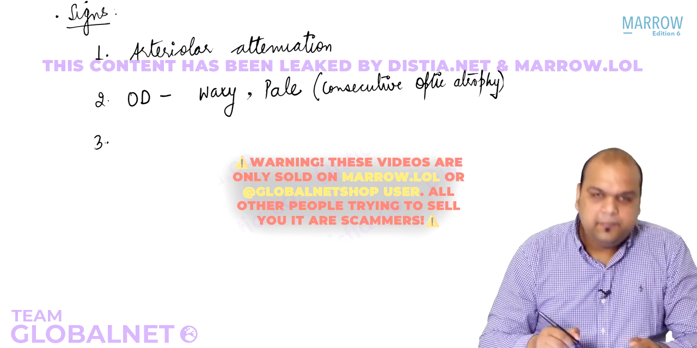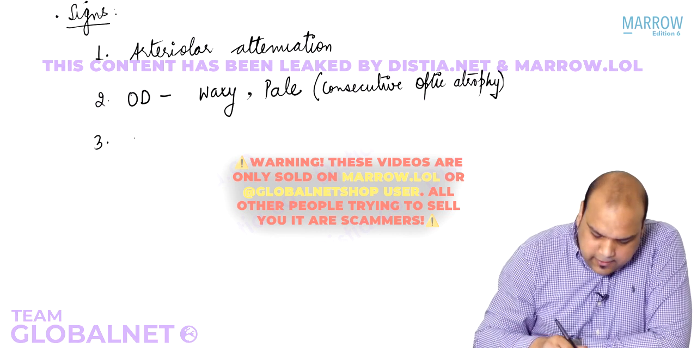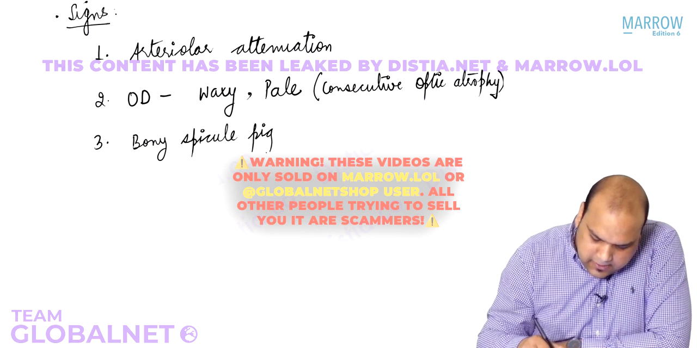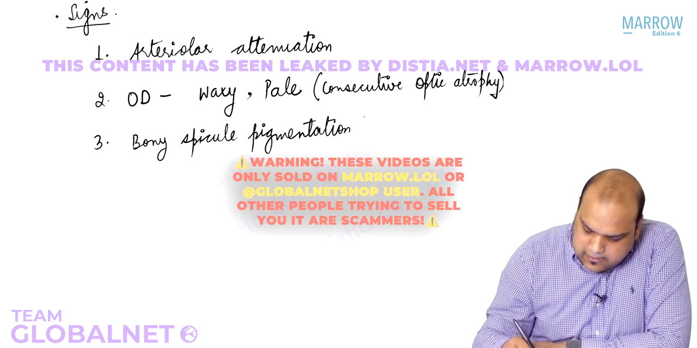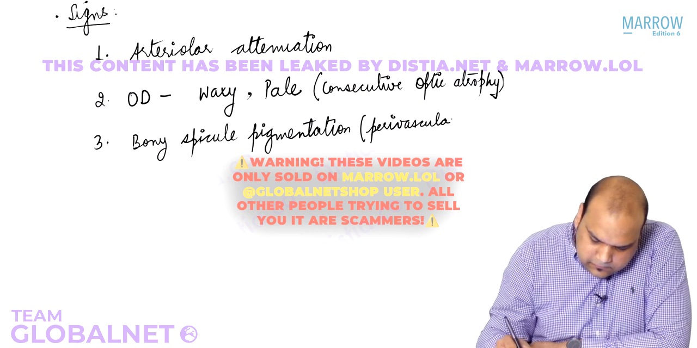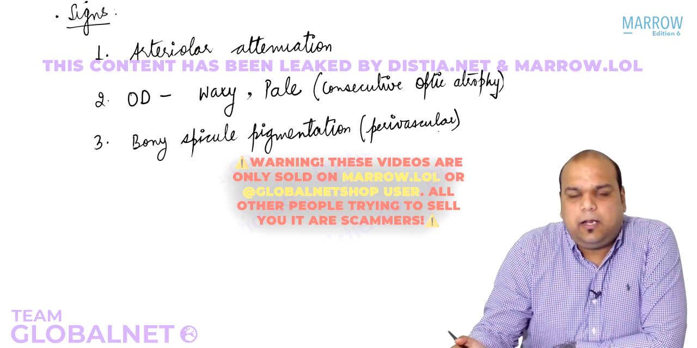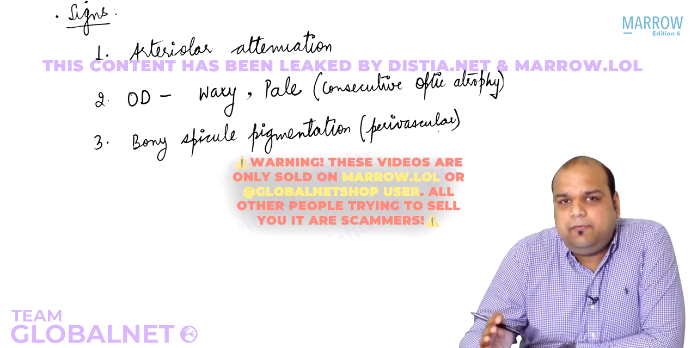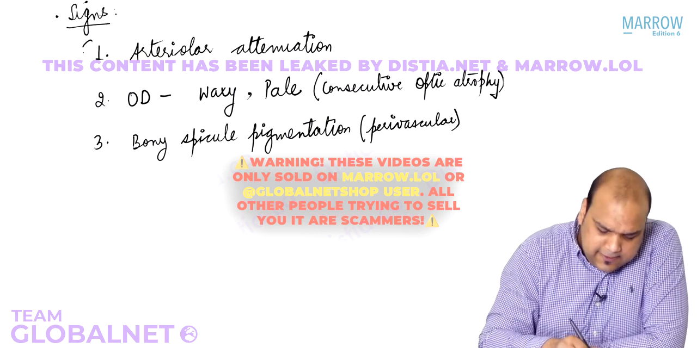And the third sign, almost you can say the diagnostic sign, everybody, is bony spicule pigmentation. Bony spicule pigmentation, which is around the vessels. So I am writing perivascular, around the blood vessels, bony spicule pigmentation. This is the triad of signs we say, everybody. Please remember this triad of signs.